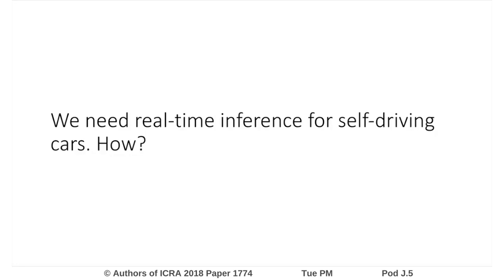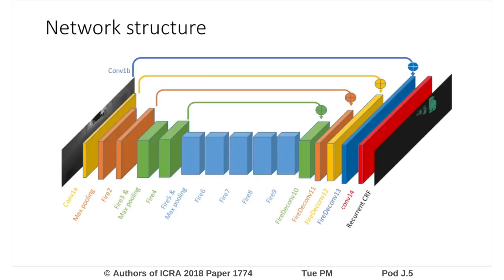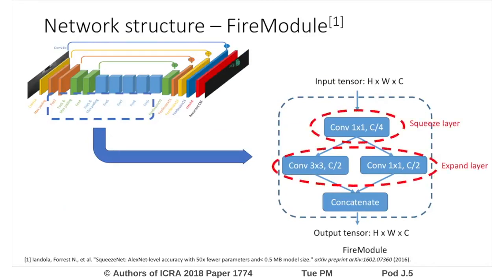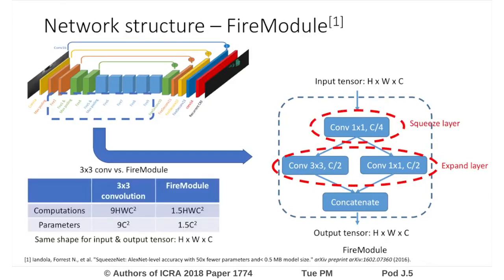We need real-time inference, and to do that, we use a convolutional neural network with a few tricks. To downsample, we use the fire module, a combination of 1x1 and 3x3 filters. To the right, we have our 1x1 squeeze layer at the top level. Below that is our expand layer. To the bottom left, we see drastic reductions in the number of parameters and units of computation for a fire module as opposed to a traditional convolutional layer.